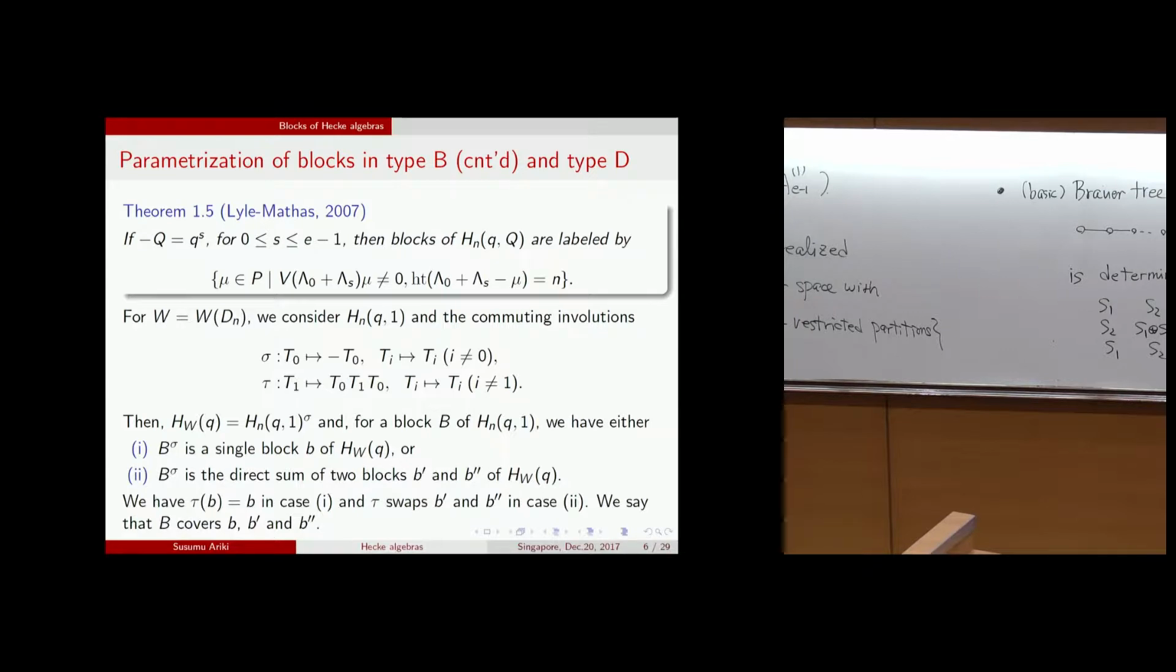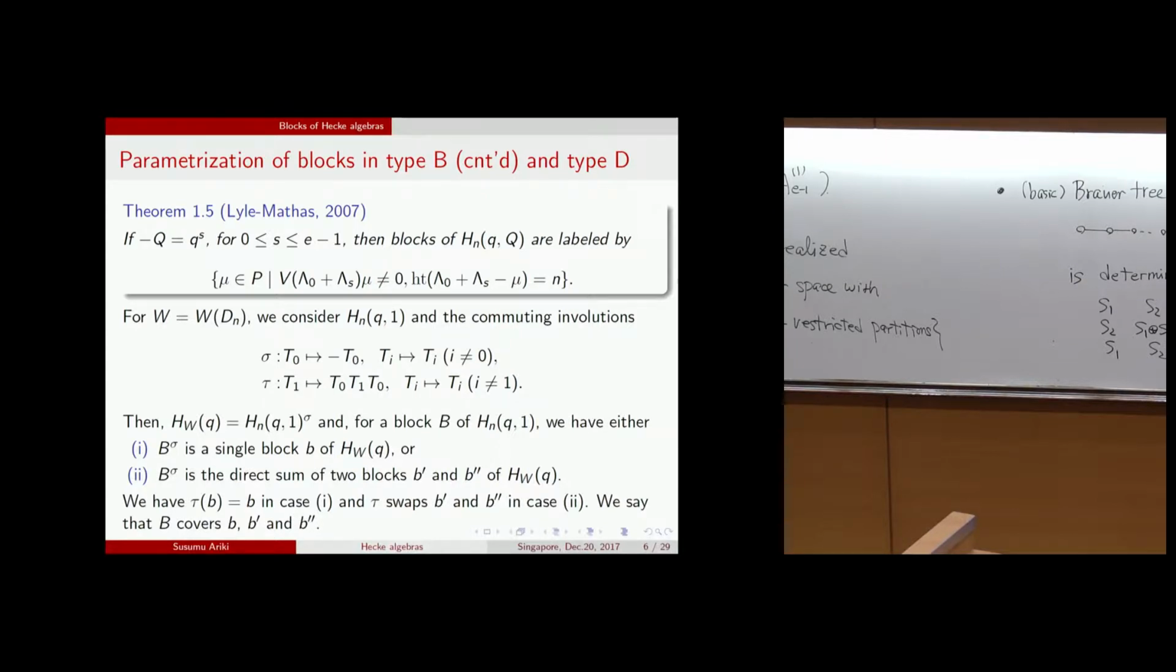So this is the parameterization of blocks in type B, and for type D, we consider the case where capital Q is 1 first. Then it has two commuting involutions, sigma and tau. Sigma sends T0 to minus T0, and Ti to Ti for i not equal to 0. The tau sends T1 to T0 T1 T0, and Ti to Ti for i not equal to 1.